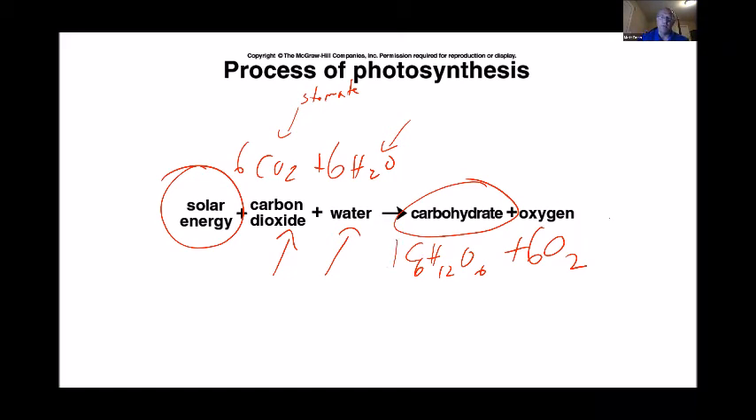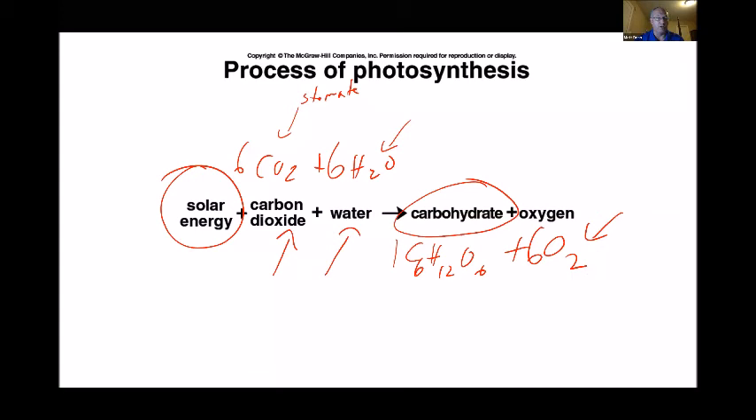Another important thing to realize is that plants do need oxygen gas. Somebody tell me what plants need oxygen gas for. What do plants need O2 for? Somebody help me out. What do plants need O2 for? Cellular respiration. A lot of people think plants do photosynthesis, animals do cell respiration.